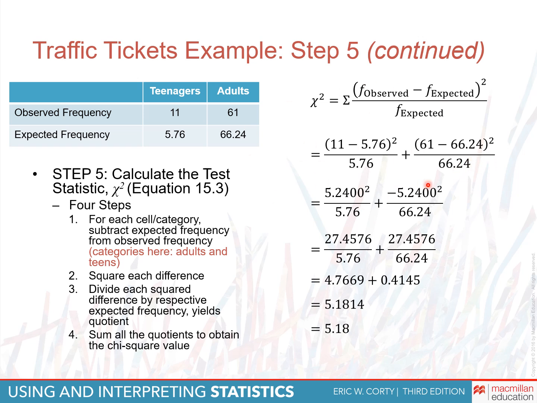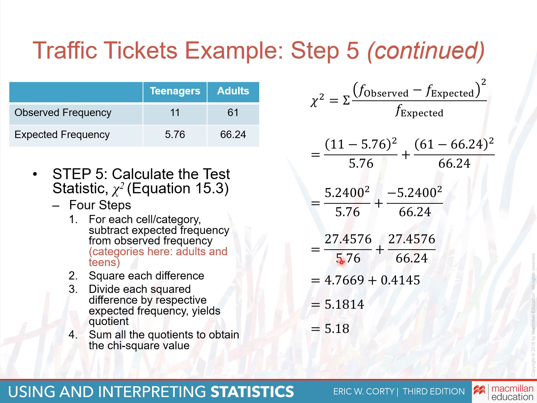All right, so then we do all this math. If we take 11 minus 5.76, we're going to get 5.24. If we take 61 minus 66.24, we're going to get negative 5.24. We're going to square both of those. Keep in mind, we still have our denominator. We'll work with that in a second. So we'll square each of these. So 5.24 squared is going to give us this 27.45 number. Negative 5.24 squared is going to give us this 27.45 number here.